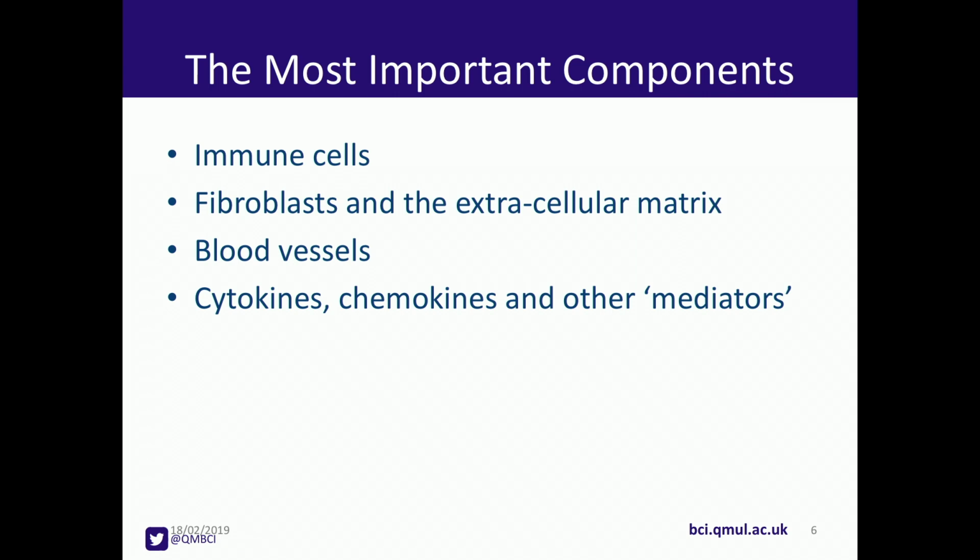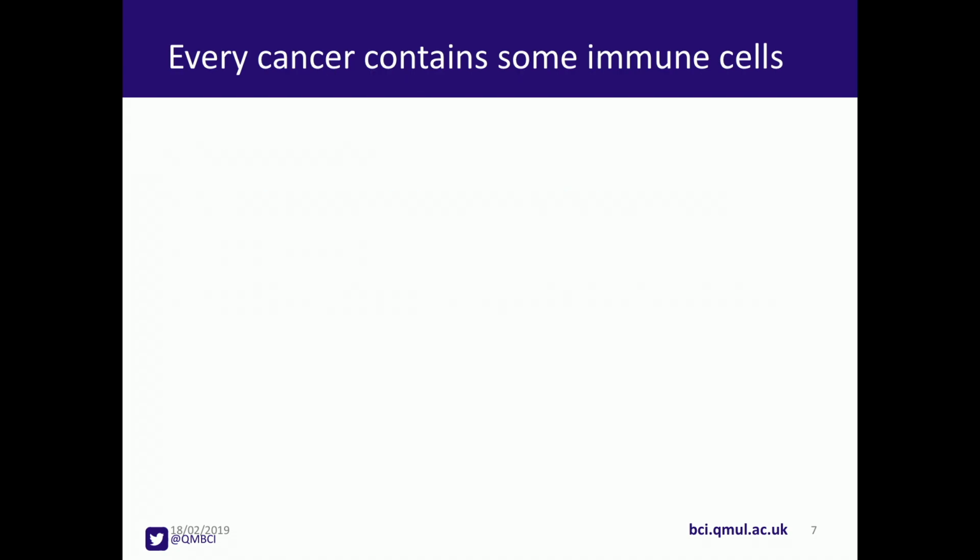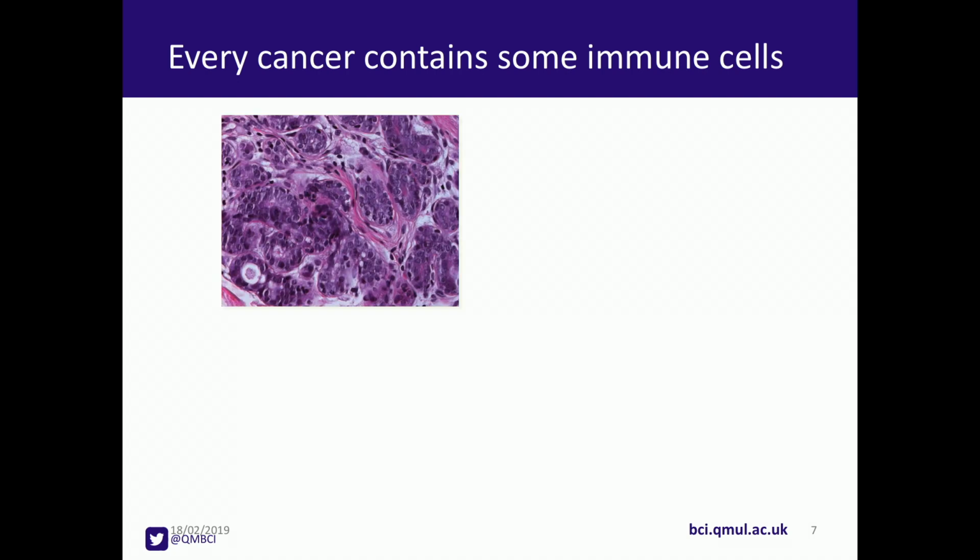And then there are a whole host of other things like cytokines, chemokines, all kinds of soluble mediators that allow the communication between all these different cells of the tumour microenvironment. And every cancer, I don't know of one exception. Some are what we call very cold. They have very few immune cells, but every cancer contains some immune cells.